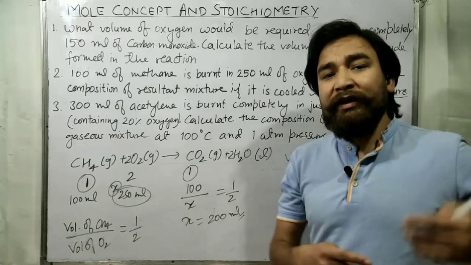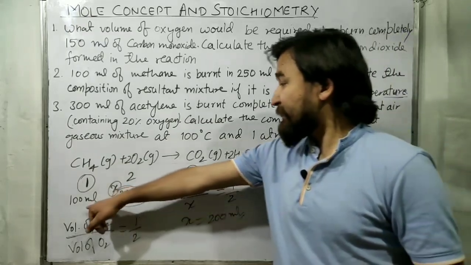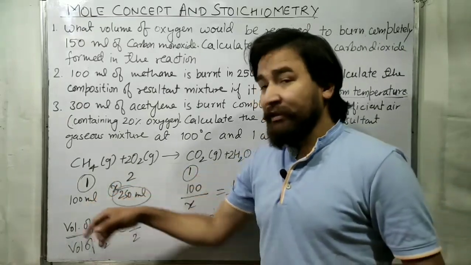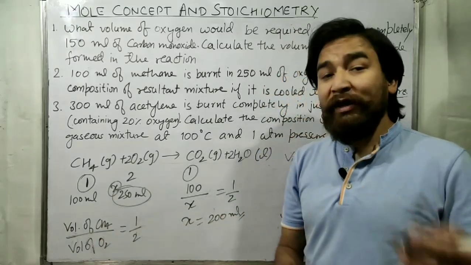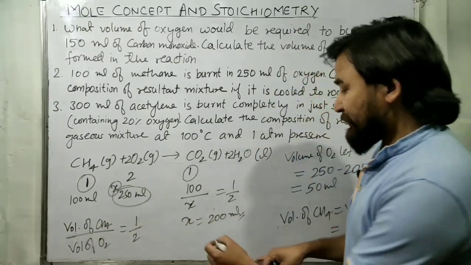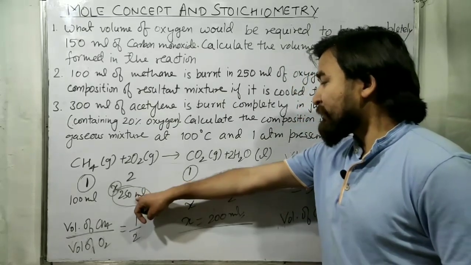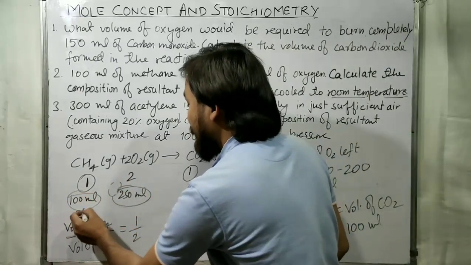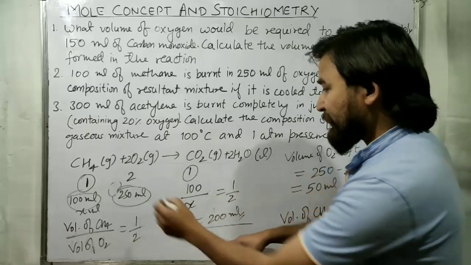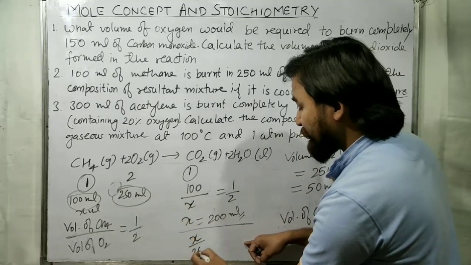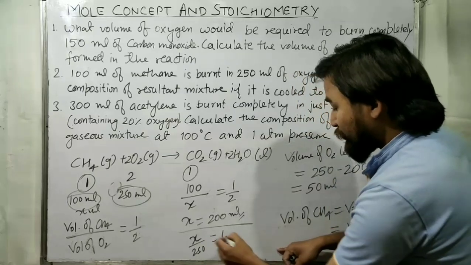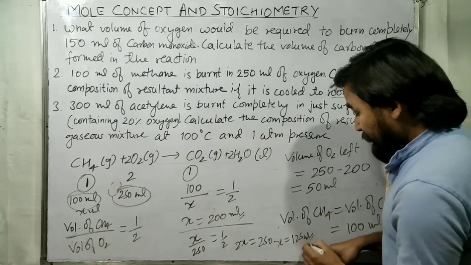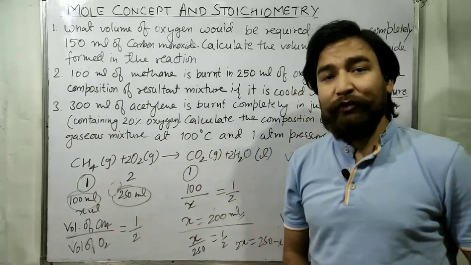Now there may come a question in your mind: why did we take the volume of methane? We could also take the volume of oxygen, and the volume of methane can be taken as x. So what will happen if we do so? Let us say there is another condition in which the volume of oxygen is taken as 250 ml to react with x ml of methane. So from here you can say that x by 250 will be equal to 1/2. From here 2x will be 250, or x will be 125 ml. So the volume of methane should be 125 ml.